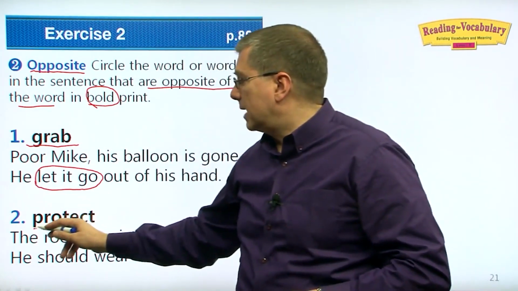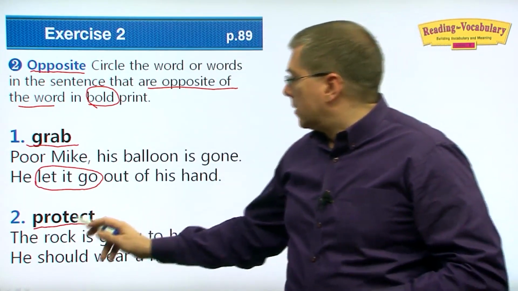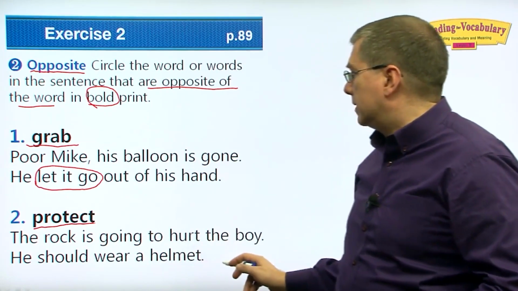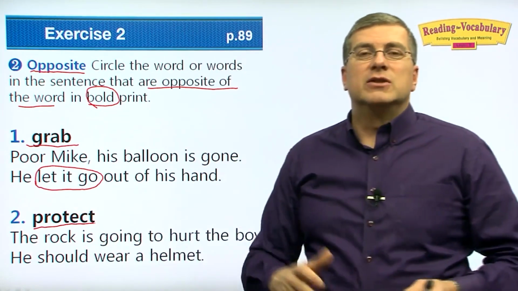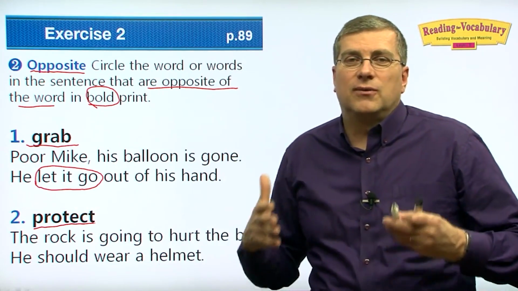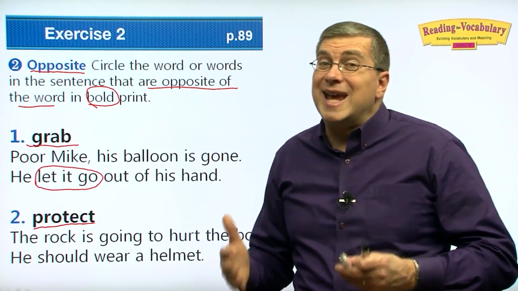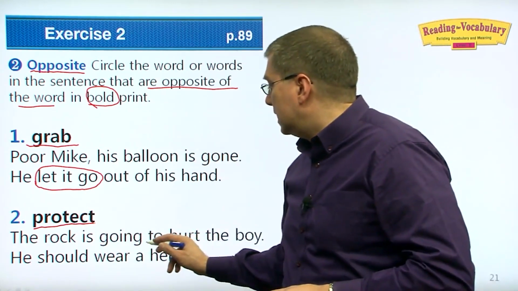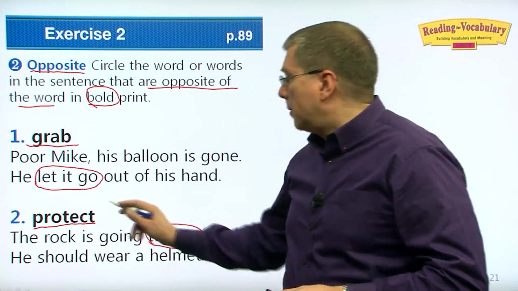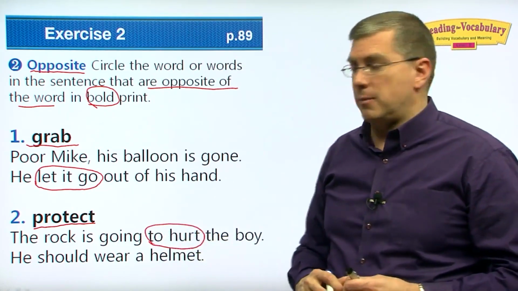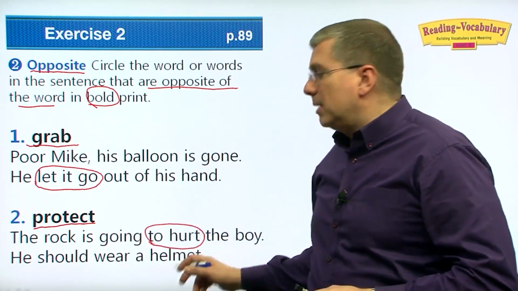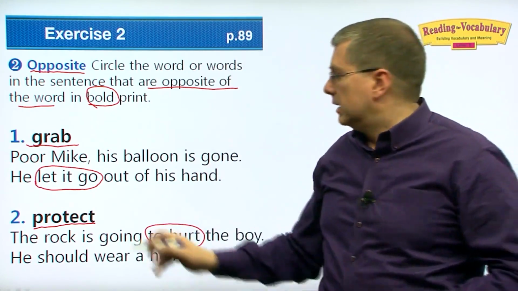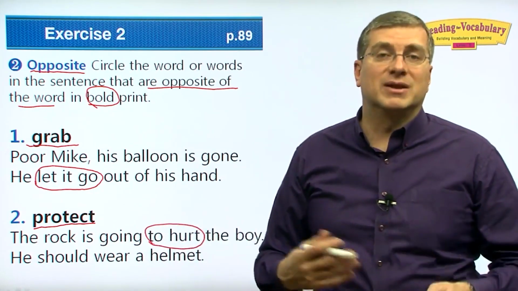Number 2 is protect. That's our word here. Protect. The rock is going to hurt the boy. He should wear a helmet. Okay, so protect means to keep yourself safe from danger so that you don't get hurt, right? So the opposite of protect, of course, is to hurt something. He should wear a helmet so that he doesn't get hurt, so that he protects himself. So protect and hurt are opposites.